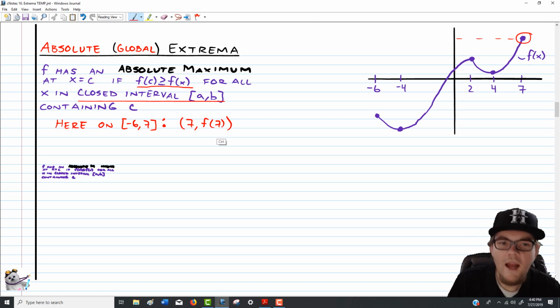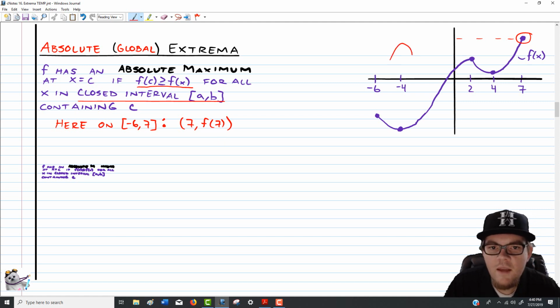But that feels weird, right? That high point isn't even a max. It doesn't have that nice bump. Its derivative isn't anything. It's just like an endpoint. Absolutely right. It's an endpoint.